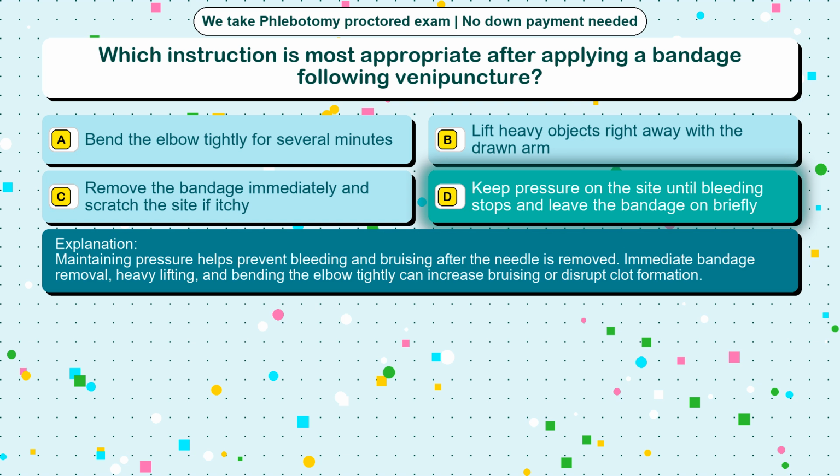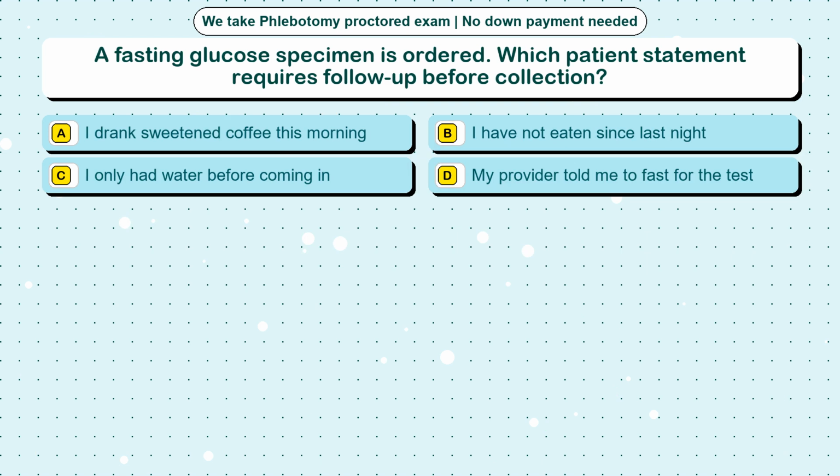Maintaining pressure helps prevent bleeding and bruising after the needle is removed. Immediate bandage removal, heavy lifting, and bending the elbow tightly can increase bruising or disrupt clot formation. Question 38. A fasting glucose specimen is ordered. Which patient statement requires follow-up before collection?